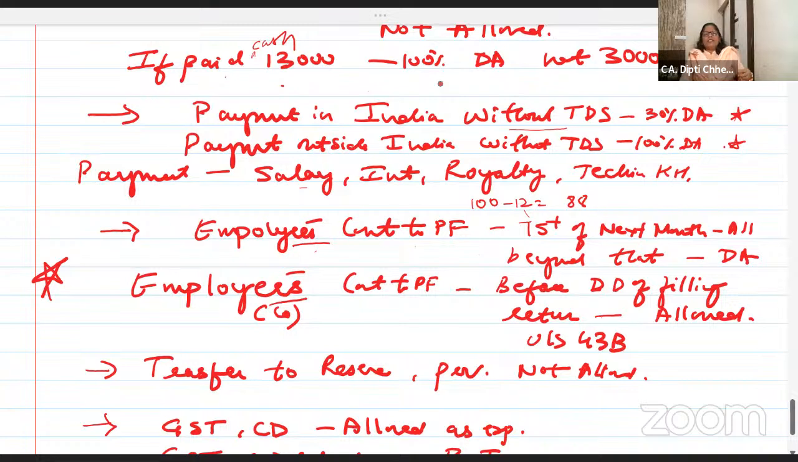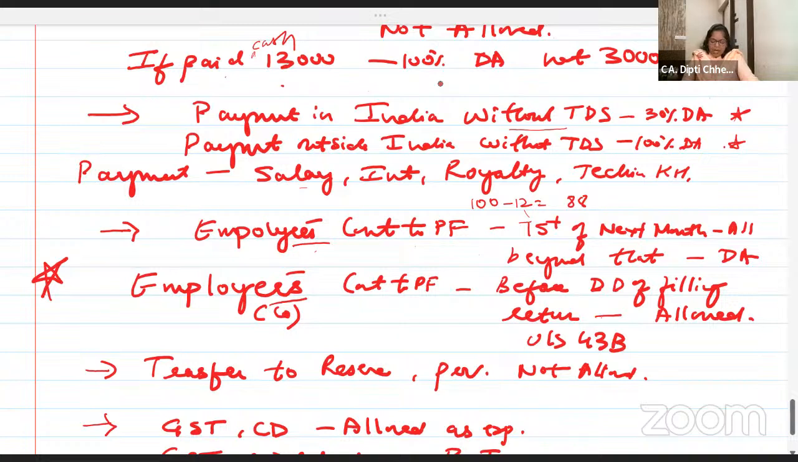Ma'am, if I deposit before 31st March, nahi chalega kya? Disallowed. Ma'am, if I deposit before due date of filing the return, not allowed. Employees' money you didn't give to employee saying we are putting in PF account, then put. Ma'am, by what time? 15th of the next month. January ka PF deducted 15th February. February ka PF deducted 15th March.